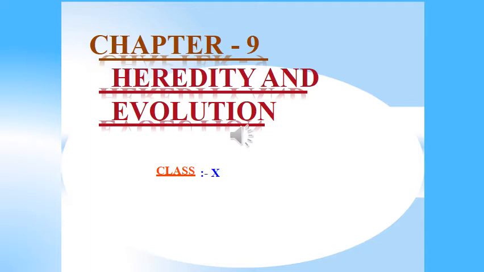In that we discussed Gregor John Mendel, the father of genetics. He took 7 characteristics of the pea plant, and why he chose the pea plant, that also we had discussed. Now today we will be talking about Mendel's law of inheritance. Okay.